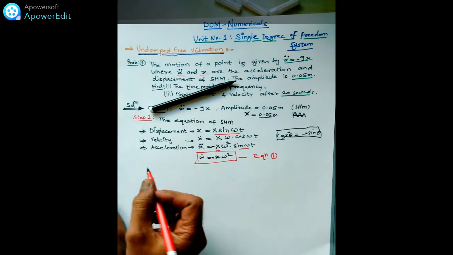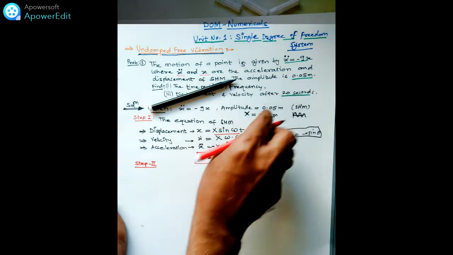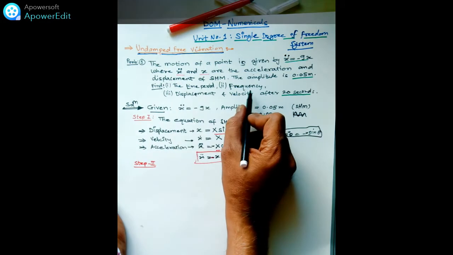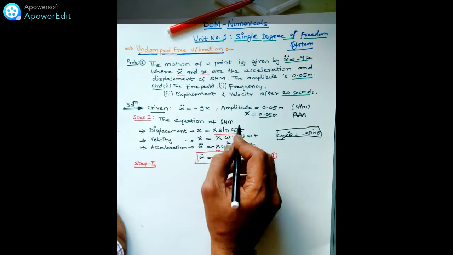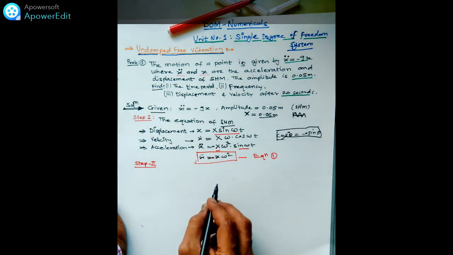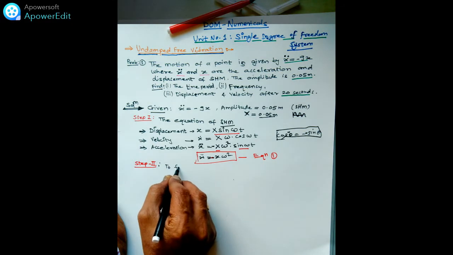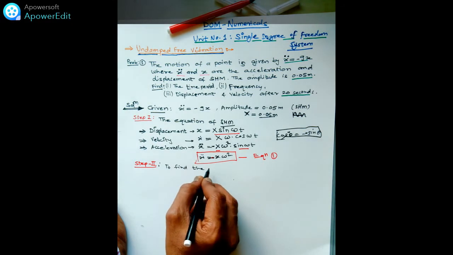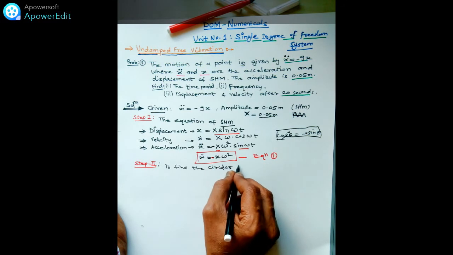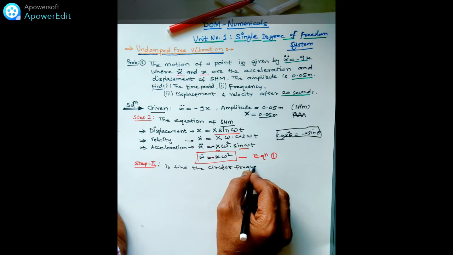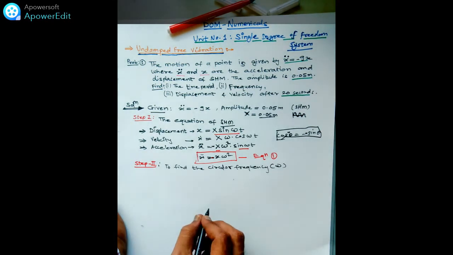Next, what we have to do? We have to write step 2. In step 2, what is our aim? We have to find out the time period, frequency, displacement, and velocity after 20 seconds. We have this equation of SHM. Here in step 2, we are going to find the circular frequency, that is omega.